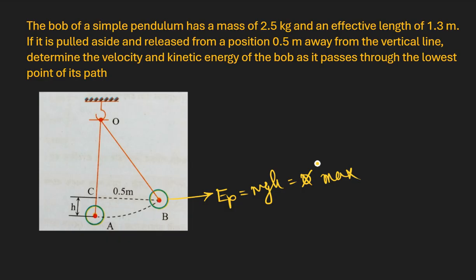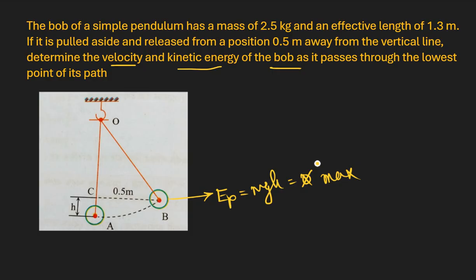Anyways, if it is pulled aside and released from this B position, 0.5 meter away from the vertical line, so the distance from B to C is 0.5 meter. Determine the velocity and the kinetic energy of the bob as it passes through the lowest possible point. So A is the lowest possible point of its path.